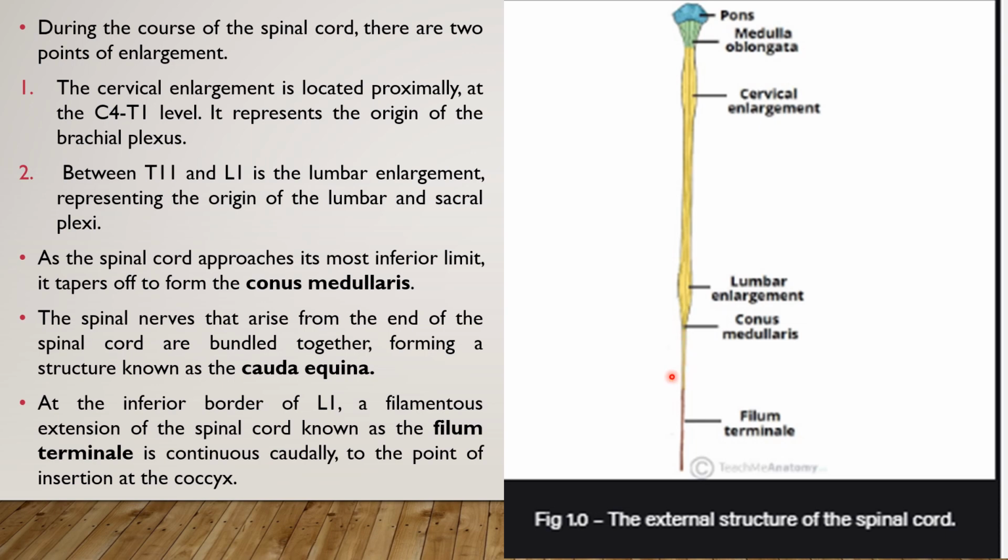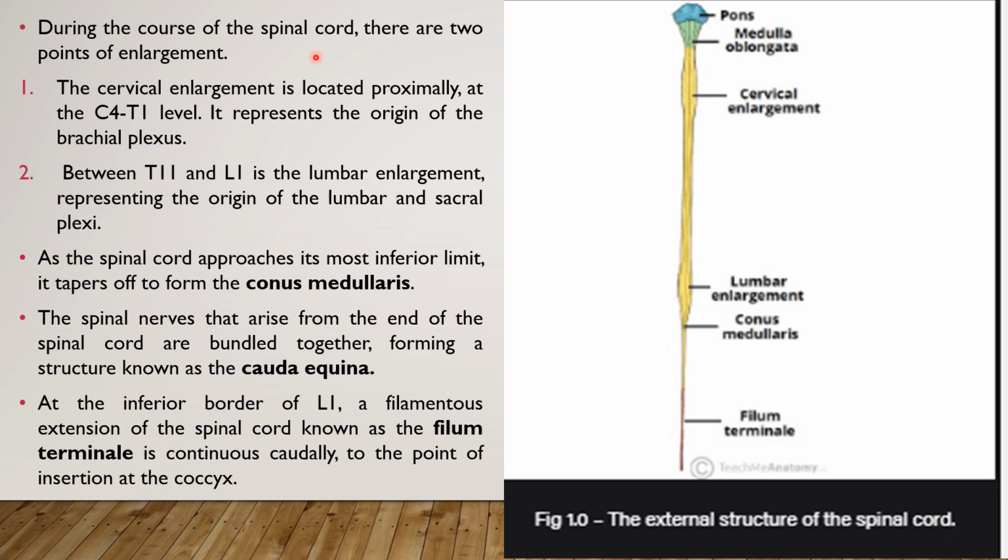that is seen here. At the inferior border of L1, a filamentous extension of the spinal cord known as the filum terminale continues caudally to the point of insertion of the coccyx. Here you can see this is the filum terminale, which is nothing but a fibrous extension after the end of the spinal cord. It consists of spinal meninges, which we will see later.